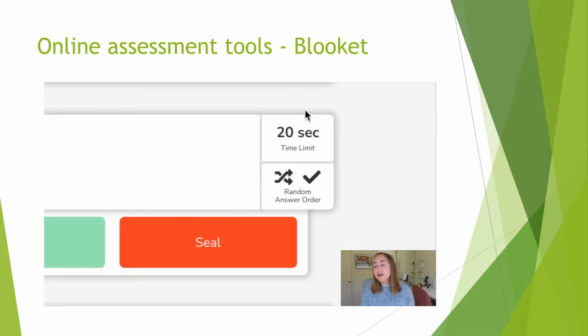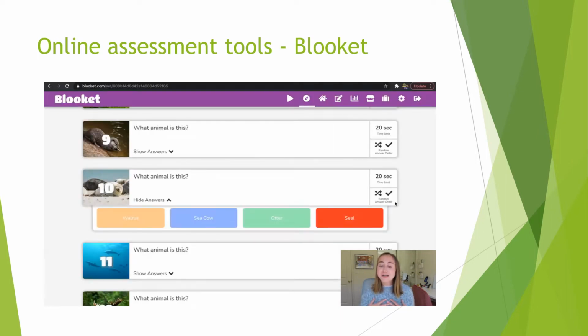Now on the right-hand side here, you'll also see that there is a time limit. So the teacher who created this set gives students 20 seconds to select the correct answer. And you'll also see that there is this random answer order, meaning that the answers will be mixed for every student. So my view when I receive this question might look differently from another student in the class who might have seal first, for example.